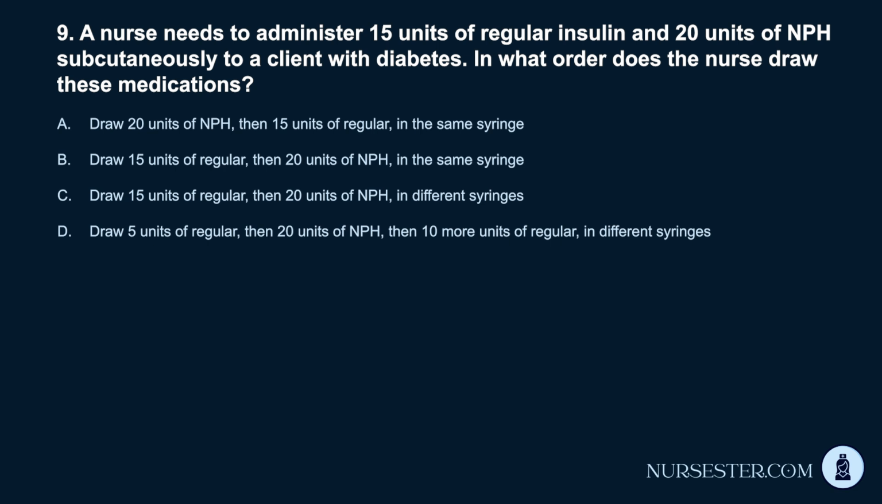9. A nurse needs to administer 15 units of regular insulin and 20 units of NPH subcutaneously to a client with diabetes. In what order does the nurse draw these medications? A. Draw 20 units of NPH, then 15 units of regular, in the same syringe. B. Draw 15 units of regular, then 20 units of NPH, in the same syringe. C. Draw 15 units of regular, then 20 units of NPH, in different syringes. D. Draw 5 units of regular, then 20 units of NPH, then 10 more units of regular, in different syringes.